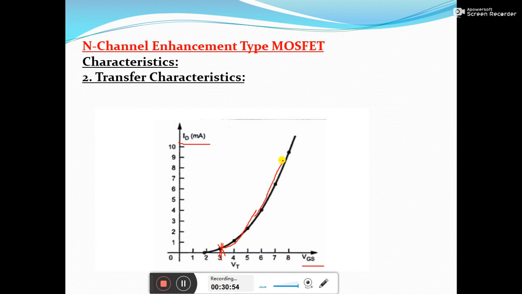Simply you can say ID will be equal to 0 whenever the VGS value is less than or equal to VT, that is the threshold voltage, and ID increases if the VGS value is greater than VTH. Okay, this is about the N channel.